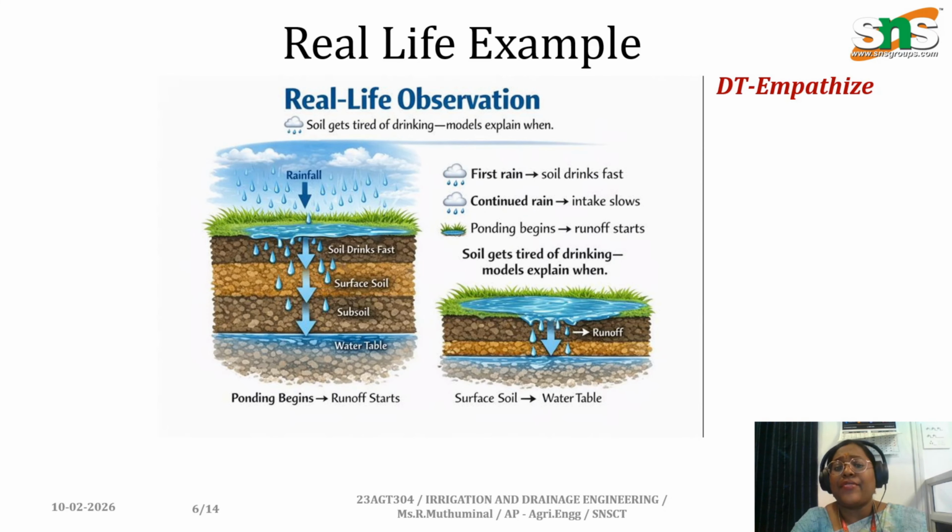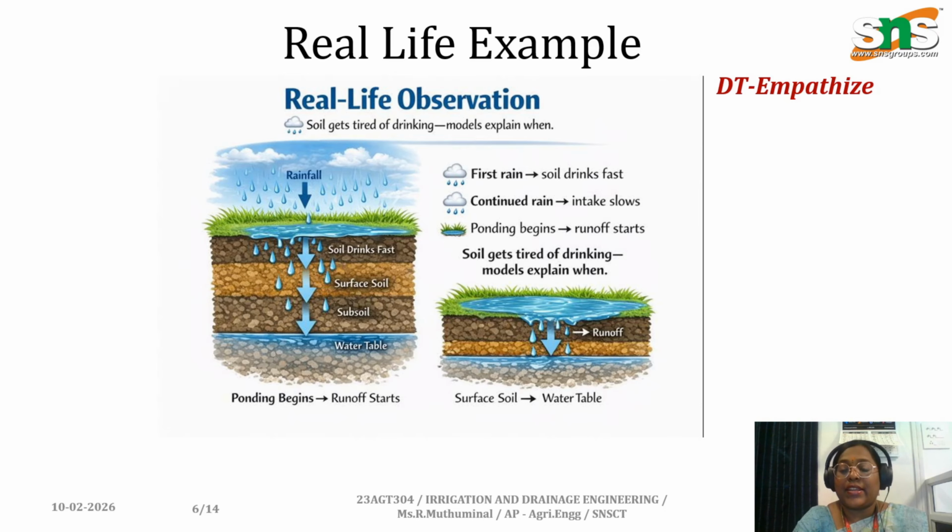Here is a real life observation which I would like to show: soil gets tired of drinking. This is how these kinds of models explain what happens when there is rainfall. Ponding begins when the runoff starts. That means during the first rain, the soil drinks fast, as I have quoted in the previous example, and after continued rain, the intake slowly slows down and then ponding begins, that is, runoff starts.